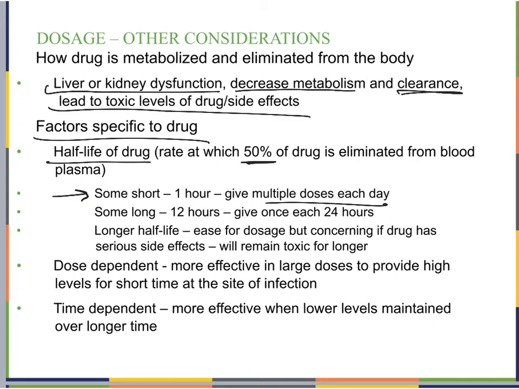Something like cough medicine, for example. I know we're talking about antimicrobials, but with over-the-counter cough medicines, if we say every 4 to 6 hours or every 6 to 8 hours, that's because it has a short half-life, and we see the same with antimicrobials. Some of them are long, like 12 hours, and in this case you would see a dosage like once every 24 hours, for example, because that's when it would be cleared from the system.